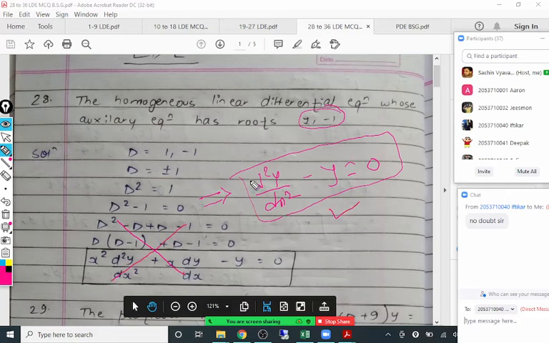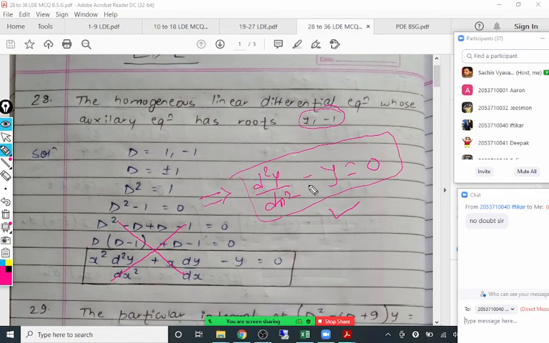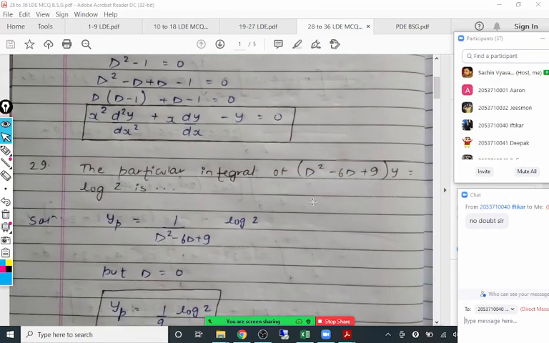This is the answer only, because we want the homogeneous LDE. All these differential equations are homogeneous. Why are they homogeneous? Their degrees are 1. The degree of y is 1, and the degree of d2y by dx square is also 1. So each term has degree 1, so they are homogeneous LDE. Don't confuse yourself with the word homogeneous. Just find a linear differential equation which has the roots 1 and -1. So the answer is d2y by dx square minus y equal to 0. And if you see the auxiliary equation, D square minus 1 equal to 0, you get those roots. Okay, good. Question 29.